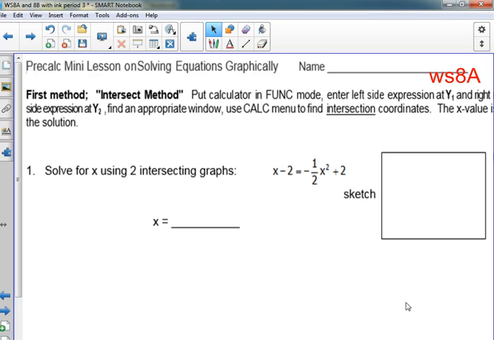So this is worksheet 8. We're going to talk about solving by graphing, and then on the back, we're going to hit some fun application problems. Okay, so I don't really have a warm-up other than the fact that we're going to revisit this solving by graphing thing.